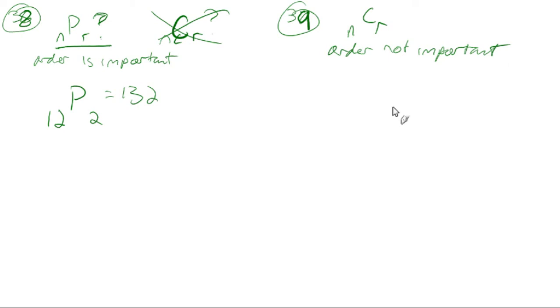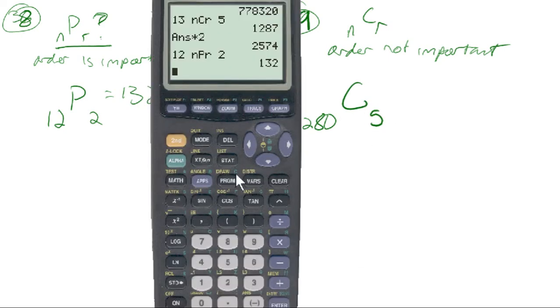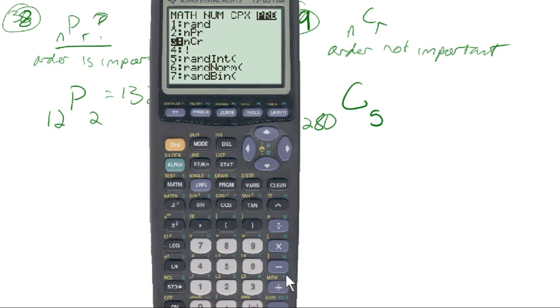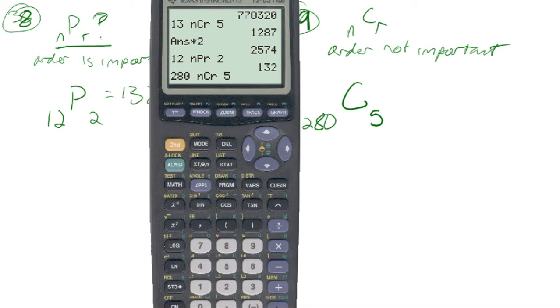Okay. Let's see, 280 students to choose from. We're choosing 5 of them. 280 choose 5. That's a lot.